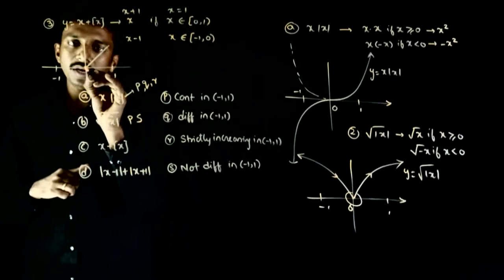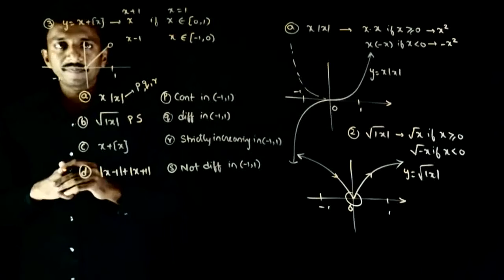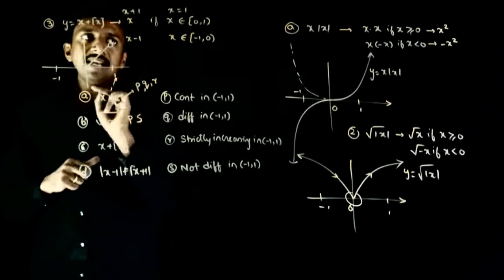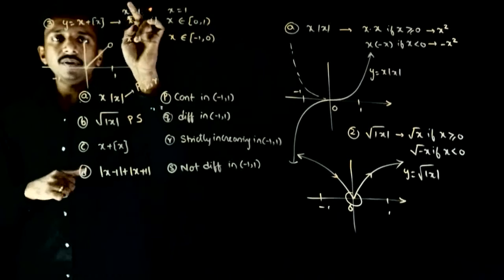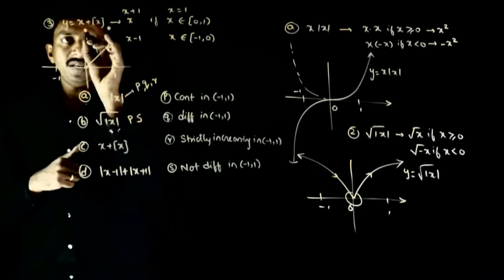So यहाँ solid dot है, यहाँ hollow dot है, क्योंकि open 1 तक काम करेगा. ठीक है? And exactly at x is equal to 1, y is equal to 1 plus 1, which is 2. So exactly 1 पे वो 2 हो. ठीक है?